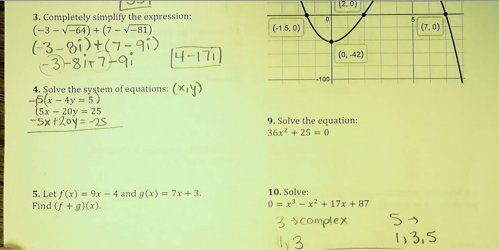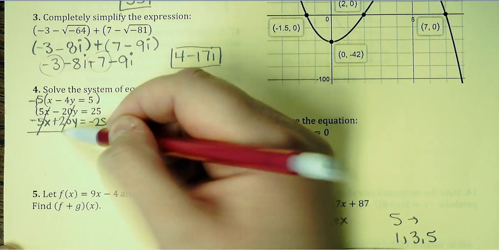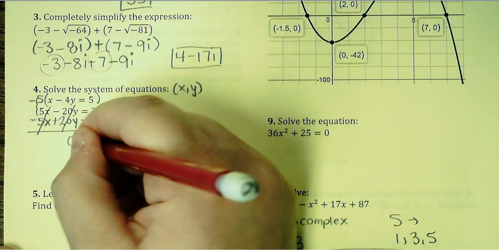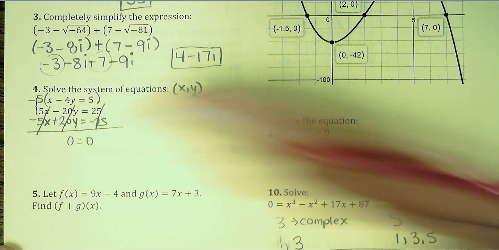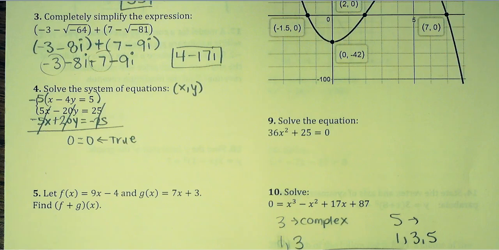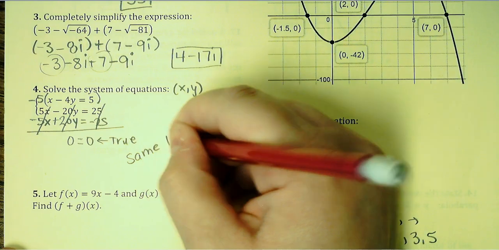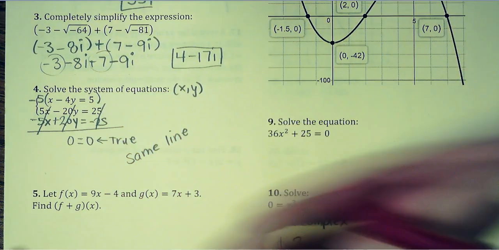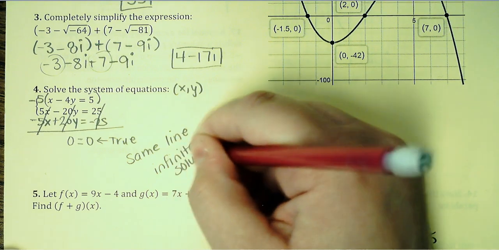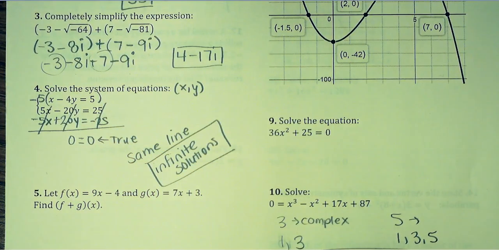Now, in this situation, this is kind of interesting. All these terms, these cancel, these cancel, these cancel. So how do I answer the question? Well, I end up with 0 on the left side and 0 on the right side. All right, that is a true statement. If all your variables have canceled out and you end up with a true statement, that means these two equations in our system were the same line. So the answer to my question is infinite solutions, because if they're the same line, they have every single point in common. So infinite solutions, what we're looking for in number 4.